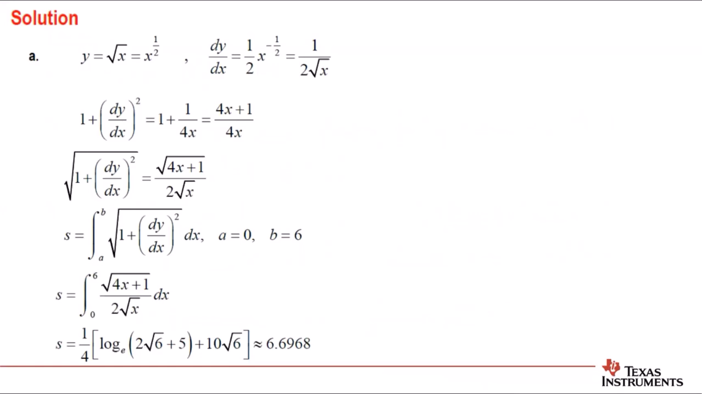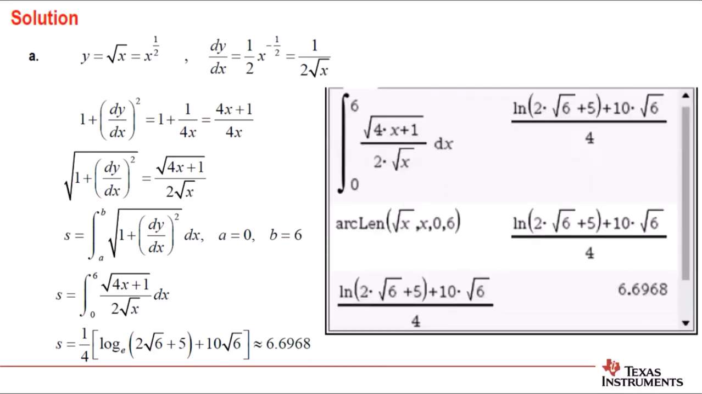So this is the example that we had in our investigation at the beginning. So the definite integral s between 0 and 6 of root 4x plus 1 over 2 root x dx. Now that integral, as I said, can't be done. CAS can do it and get an exact answer there of a quarter log e 2 root 6 plus 5 plus 10 root 6. And it can be approximated to 6.6968. So as I said, CAS there, we'll see the screen dump for the CAS for that definite integral, and the arc length, it will actually give that correct result there.